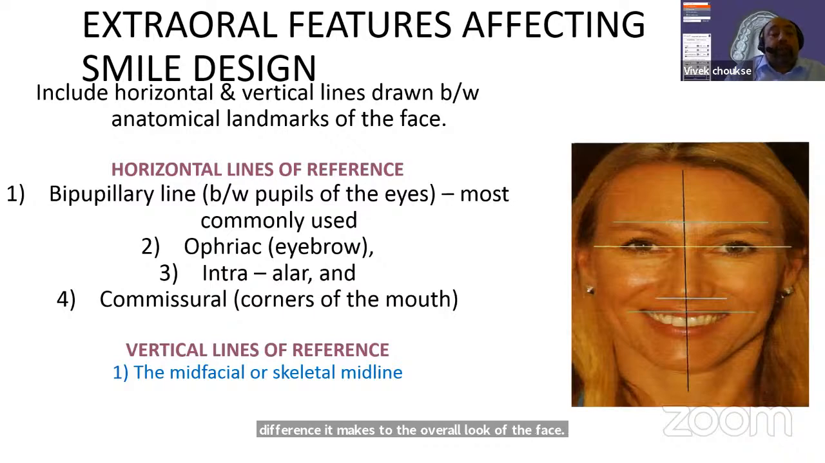Going to the horizontal lines of reference, there is the bipupillary line, which goes through the pupils of the eyes. Then there is the ophryac line, which goes through the eyebrows. Then there is the interalar line. Then there is the commissural line, which goes through the corners of the mouth. And the vertical line of reference is the midfacial or skeletal midline.